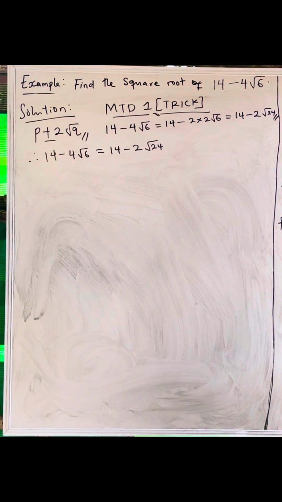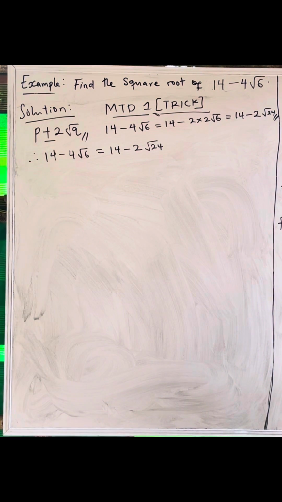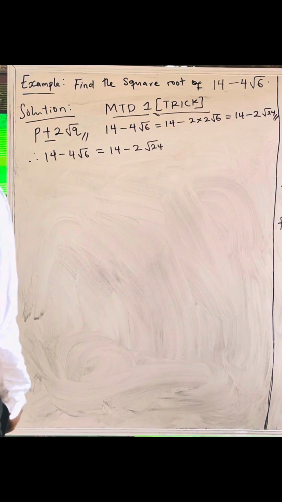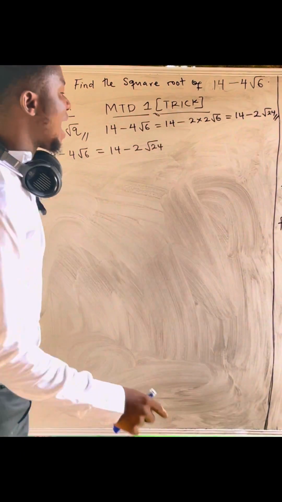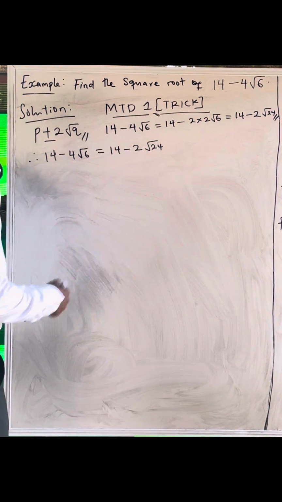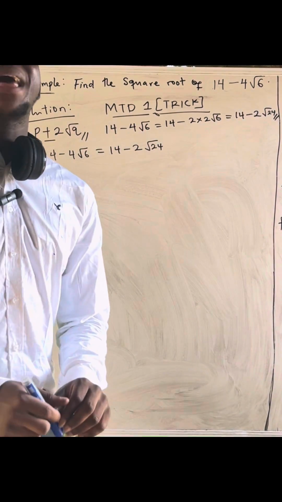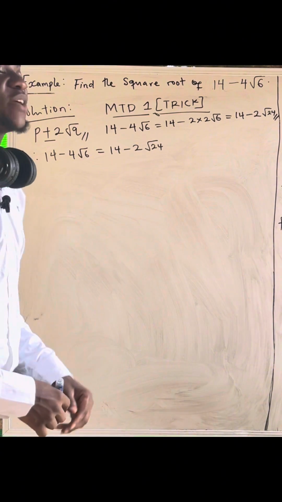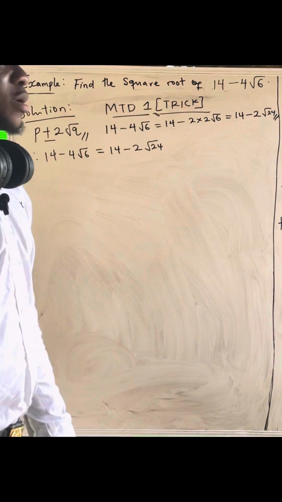So therefore, guys, I'm going to use the trick to solve this. Whenever I'm using the trick, I will just look for two numbers. If I multiply these two numbers together, I'm going to get the value under the square root, and if I add the two numbers together, I'm going to get this number. So which numbers, if I multiply them together, I'm going to get 24, and if I add them together, I'm going to get 14? That is 12 and 2.